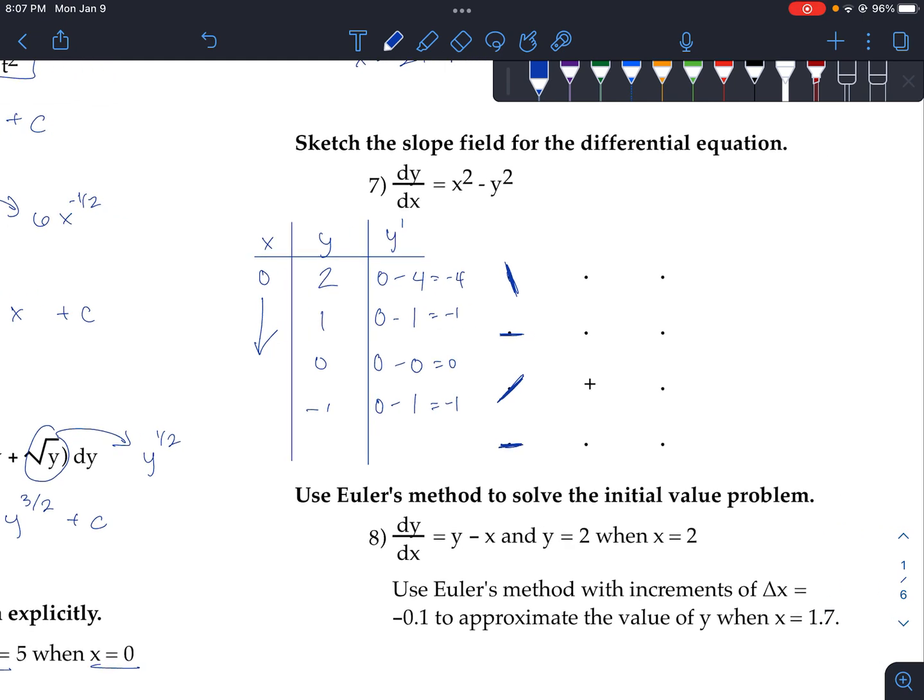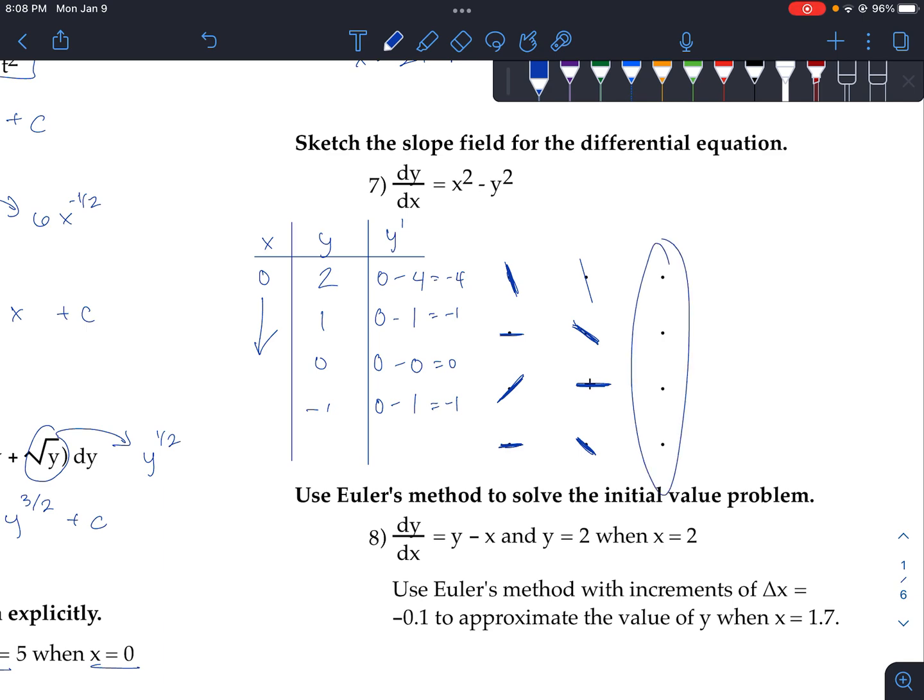So at this point, we're going to be negative 4, which is steeper than it was here, because I believe that was negative 3. So negative 3, okay, then we're going to have negative 1, we're going to have 0, and we're going to have negative 1 again.